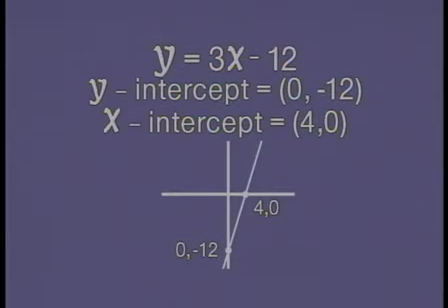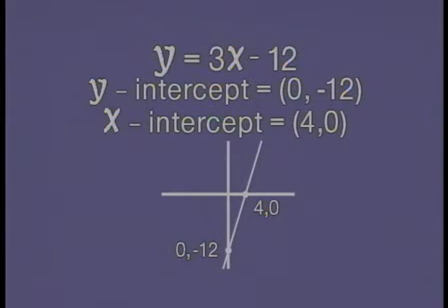Let's take a look at the next visual, which is y equals 3x minus 12. Let's go back to our definition of the x- and y-intercept. The x-intercept is the x value when y is 0. The y-intercept is the y value when x is 0. So for the y-intercept, I replace x with 0, and y equals negative 12. Notice, written as an ordered pair, it's 0, negative 12. Y is negative 12 when x is 0.